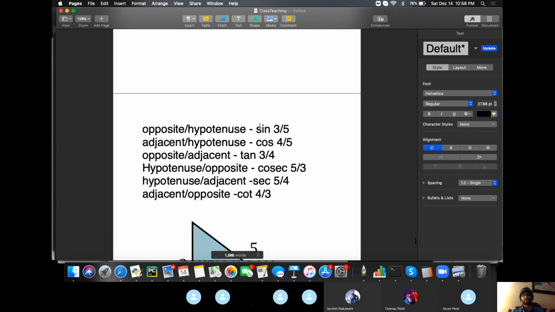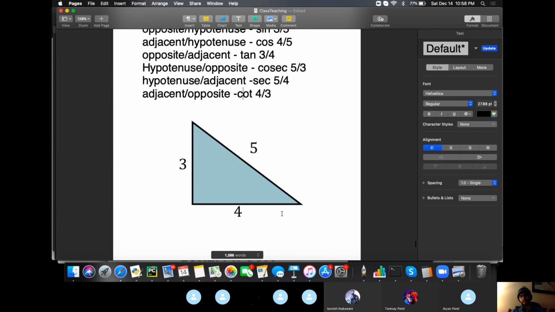So these ratios are the same for any triangle in the world which has the same particular angle. Now, for example, this particular triangle has sine as 3 by 5. We don't know what this angle is. Let's say this angle was some 40 degrees. If that is actually 40 degrees, then in any triangle in the world which has 40 degrees here, this ratio will be 3 by 5. It may not be 3 and 5, but the ratio will be 3 by 5, which means if this is 6, this will be 10. If this is 300, this will be 500. If this is 3 crore, this will be 5 crore.